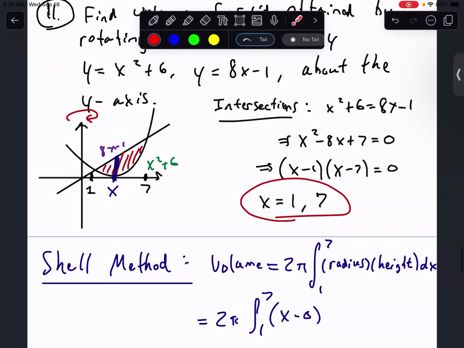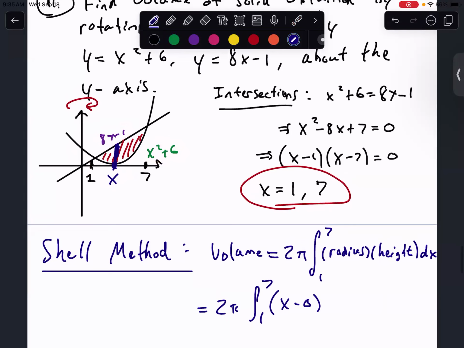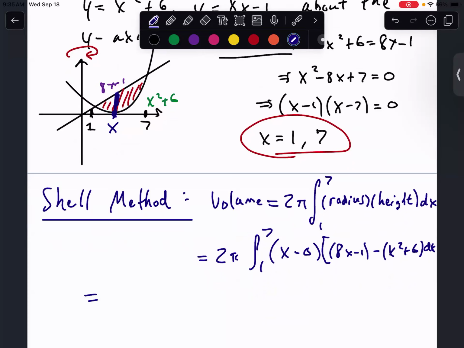And then the height is just whatever your upper function is subtracted by whatever your lower function is. In this case, this is 8x minus 1 subtracted by x squared plus 6, dx. If you write this out, this is 2 pi times the integral from 1 to 7 of x multiplied by minus x squared plus 8x minus 7 dx.